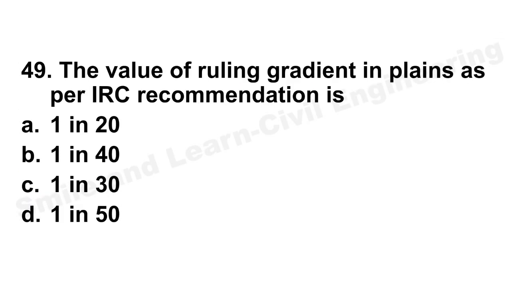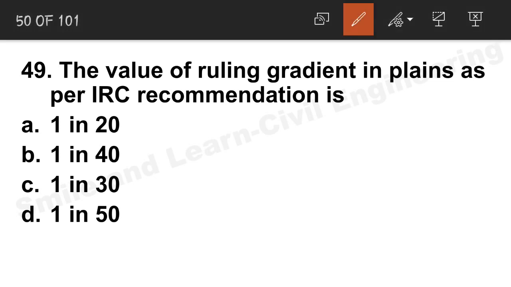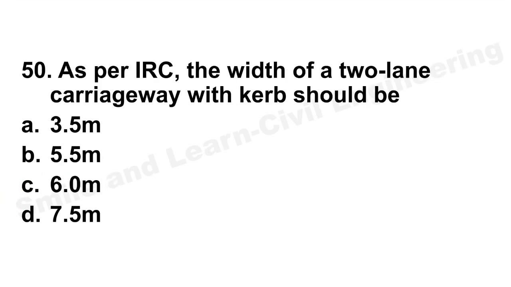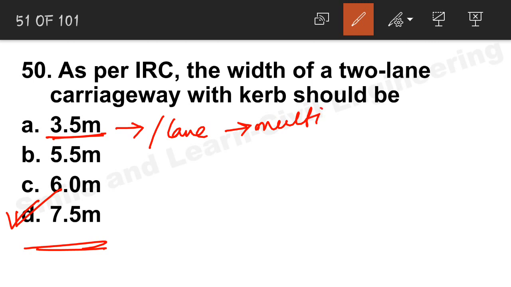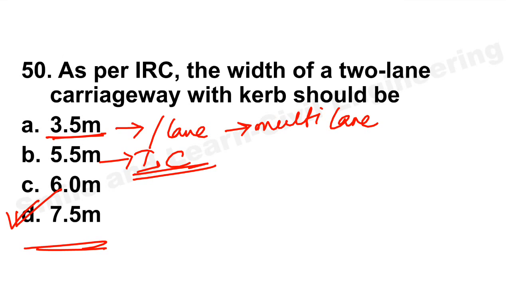Okay. Next question, value of ruling gradient in plains as per IRC. We all know the answer, 1 in 30, option C. As per IRC, the width of a 2-lane carriageway with kerb is equal to 7.5 meter, and if it is a single lane carriageway or a 2-lane carriageway without kerb, it will be 7 meter, and for multi-lane pavements, it will be 3.5 meter per lane. Okay, this is for multi-lane pavements, and for intermediate carriageway this is 5.5 meter.